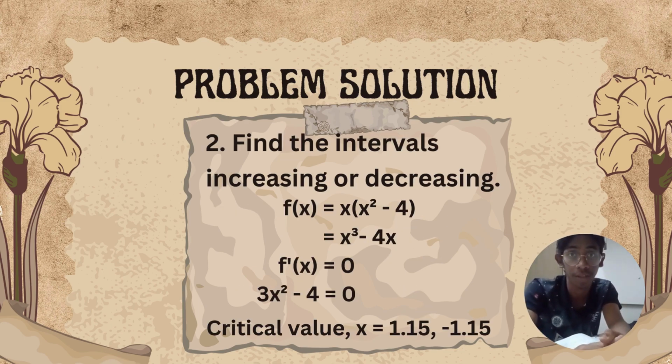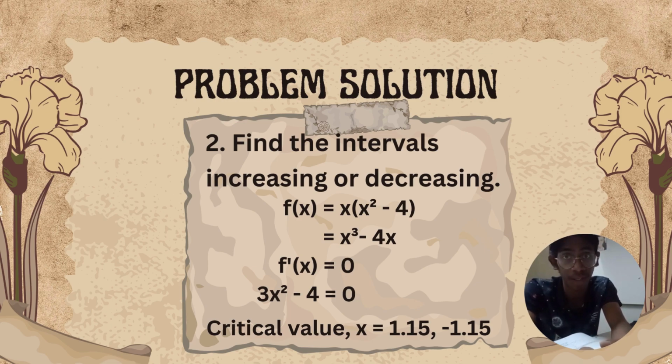For question B, we need to find the interval where the function is increasing or decreasing, and then find the extremum point. To do this, we need to put the equation as a whole first. For example, f(x) equals x squared minus 4. We simplify it if we can. After the simplification, we get x cubed minus 4x.